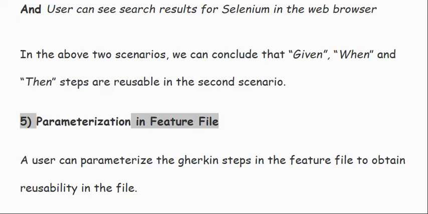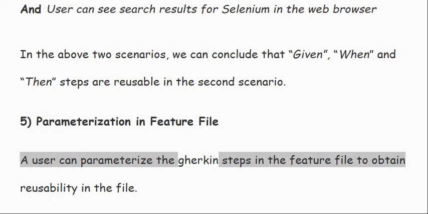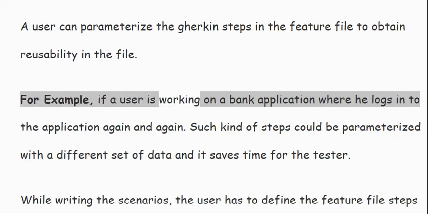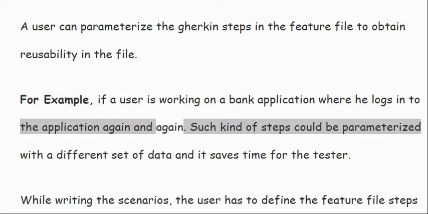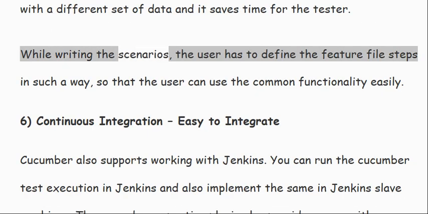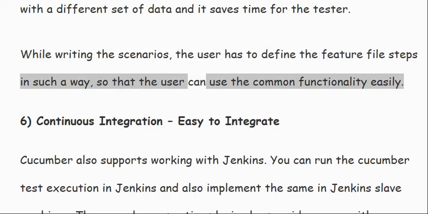5. Parameterization in feature file. A user can parameterize the Gherkin steps in the feature file to obtain reusability in the file. For example, if a user is working on a bank application where he logs into the application again and again, such kind of steps could be parameterized with a different set of data, and it saves time for the tester. While writing the scenarios, the user has to define the feature file steps in such a way so that the user can use the common functionality easily.